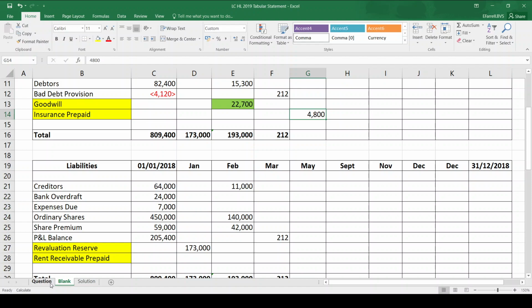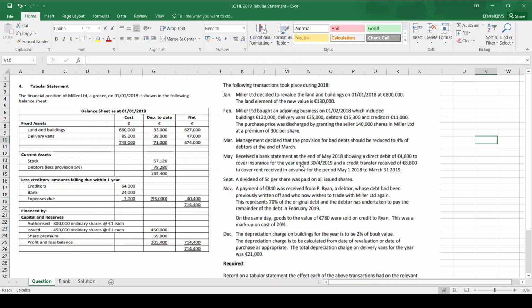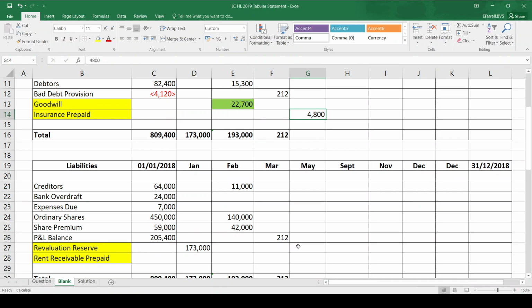Then for the rent receivable part of it, it says we got rent receivable in advance. So basically we received 3 months extra rent. So at the end of the year, we effectively owe that rent back to somebody. So it's going to be a liability, and that's the way it always is in this question. It's rent receivable prepaid, which is a liability. So again, I'm going to put in the full amount there, which is 8,800.